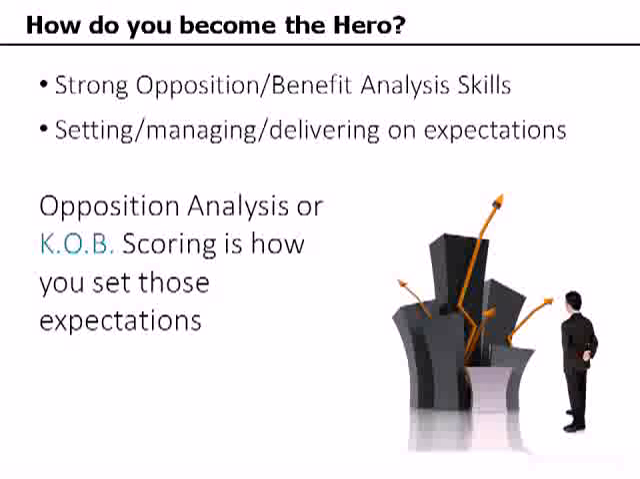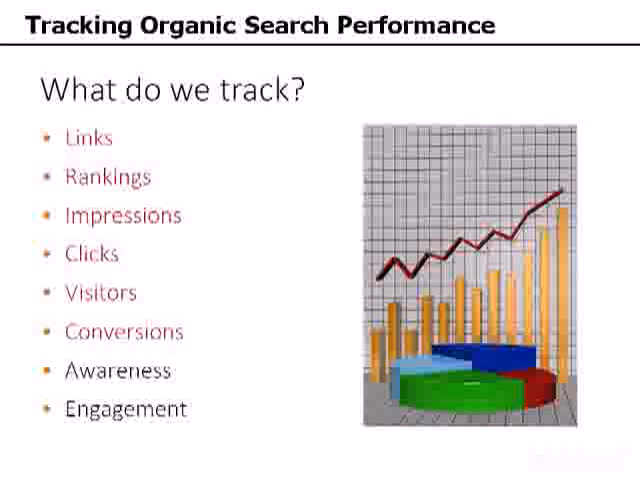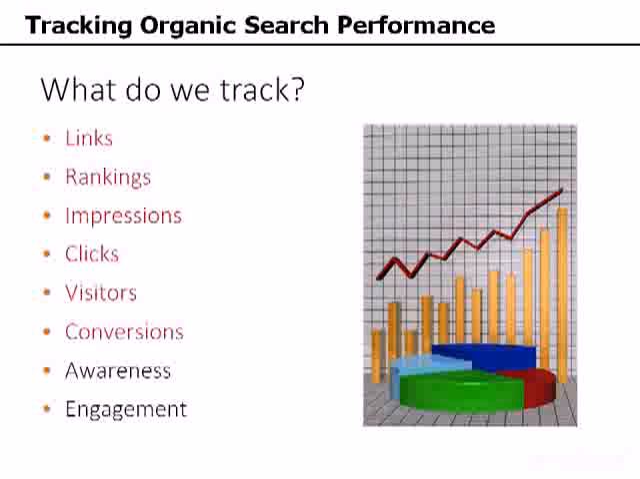And that helps us to create the search rankings that we can defend. Defensible traffic that's not going to go away with every update, with every change that Google makes. We're going to be ahead of the curve by having strong content assets and reliable links that we don't have to disavow later, that we didn't purchase, from links that we deserve, from high time on site from users that are staying on our site and staying engaged because we have content that attracts and retains them to our website. And we continue to track that performance through our link growth, our rankings growth, the number of impressions, clicks, visitors, conversions that we have, and to a lesser extent our awareness and engagement on other social media sites.